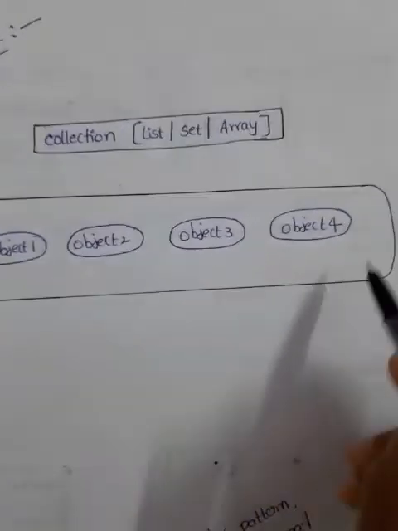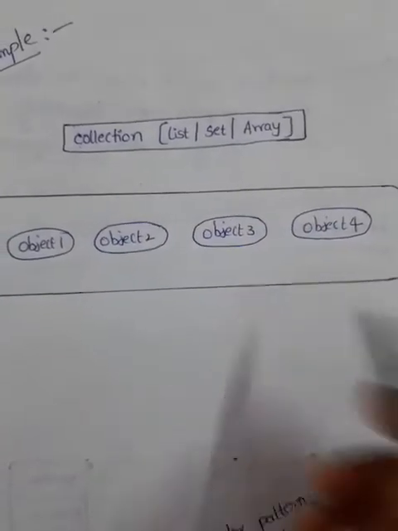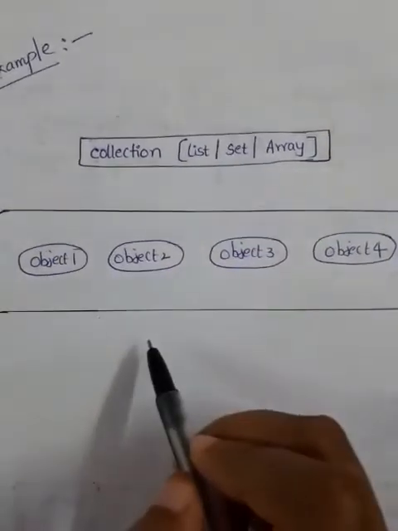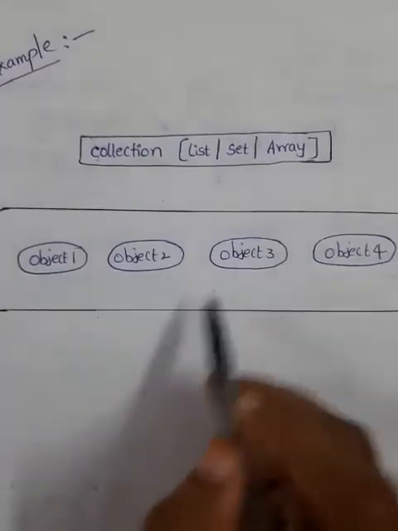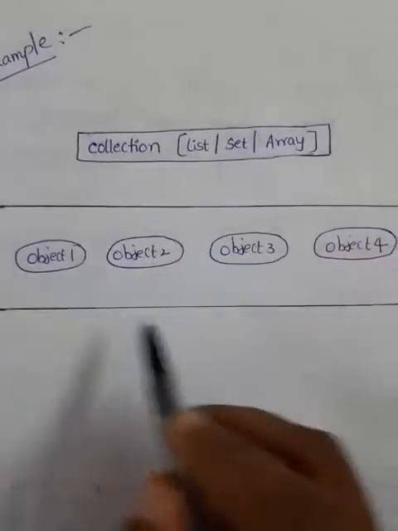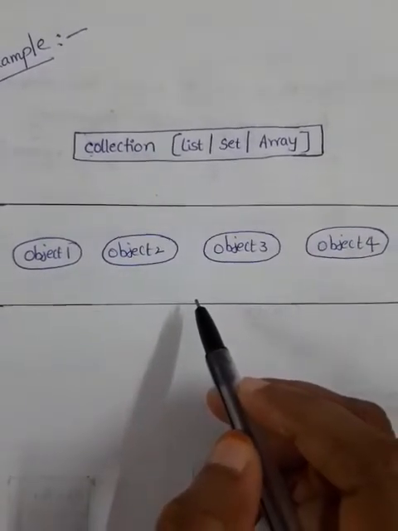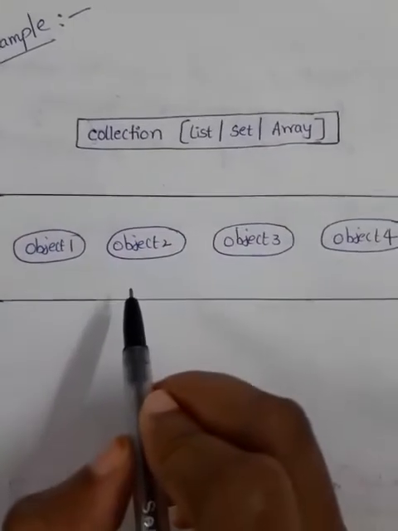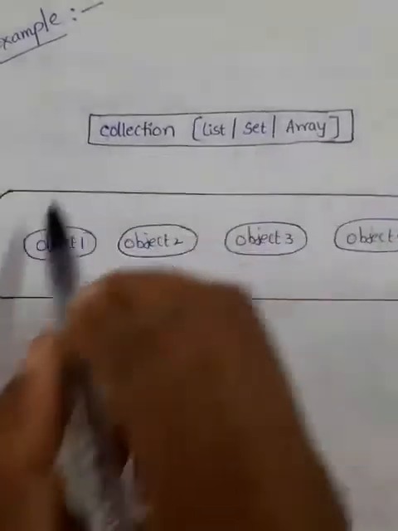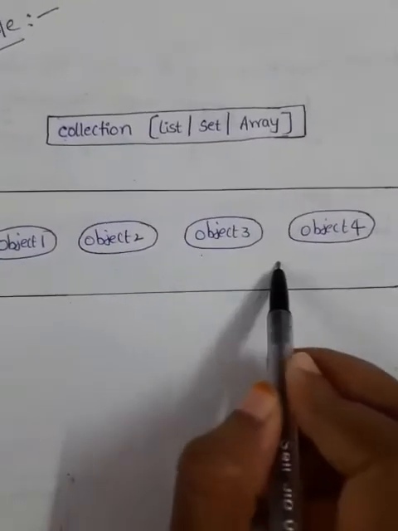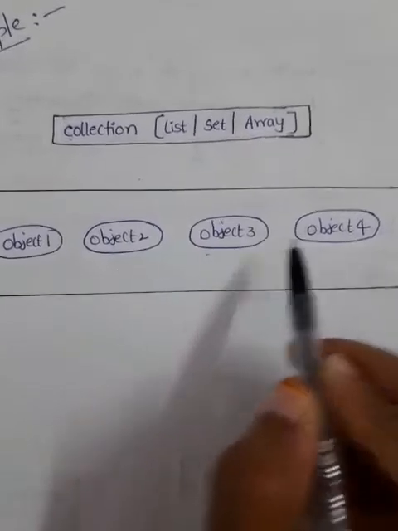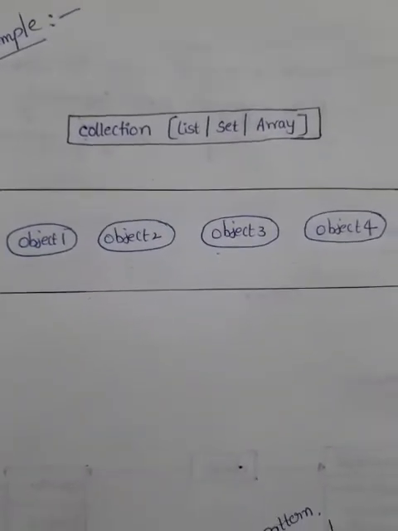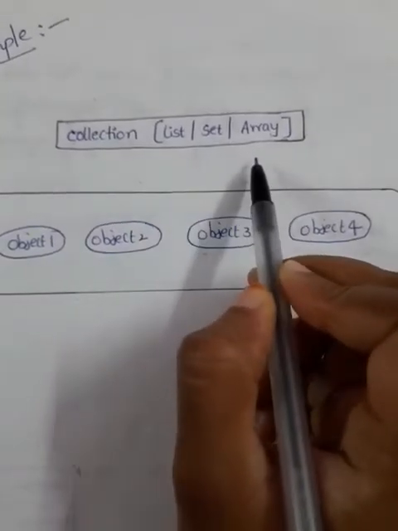So, I considered here a container. A container is something which contains a lot of objects. We can see here a container consisting of 4 objects: object 1, object 2, object 3 and object 4. Examples of collections are list, set and array.